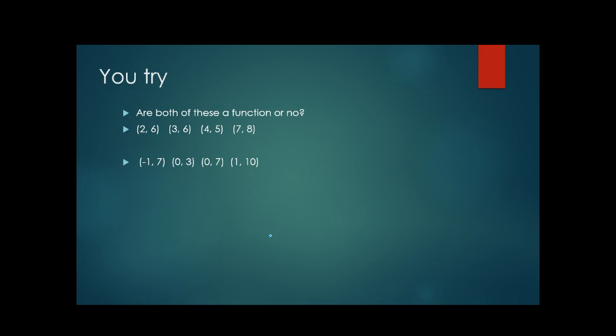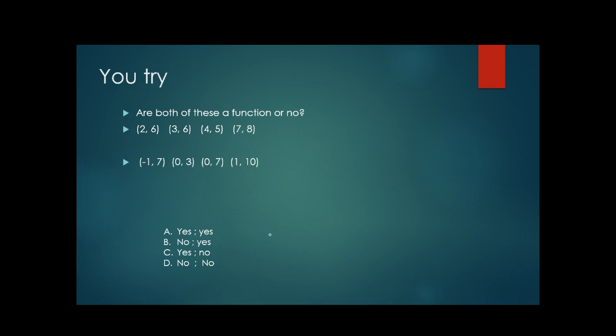Okay, so you're up. You need to figure out if both of these are a function or if they're not a function. 2, 6, 3, 6, 4, 5, and 7, 8, and -1, 7, 0, 3, 0, 7, and 1, 10. Your possible answers are: yes for the first, yes for the second; no for the first, yes for the second; yes for the first, no for the second; or no for the first and no for the second. Go ahead and try those now.